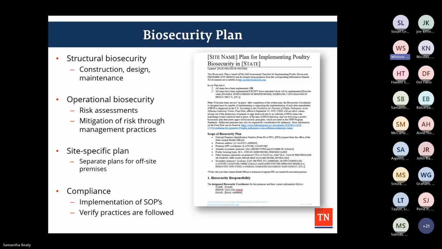And then compliance. So really the best biosecurity plan you can have is the one that can actually be implemented and followed. You could have a very detailed plan written out, but if that message or communication isn't being given to producers, growers, everyday caretakers, people on the ground going on and off of these sites, then it's not doing any good at all. So making sure that the plans can actually be implemented and then verifying that those practices are being followed. Next slide.